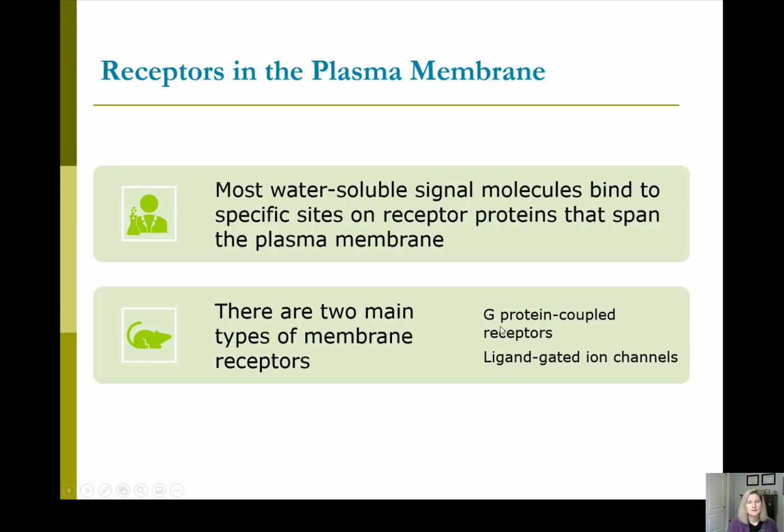So in the video, it didn't really allude to the G protein coupled receptor. So we'll talk about that one specifically. And then we're also going to talk about the ligand-gated ion channel, which the Amoeba Sisters video did talk about at the end. So we'll get into both of them in this class. So we're going to start with the G protein coupled receptor.